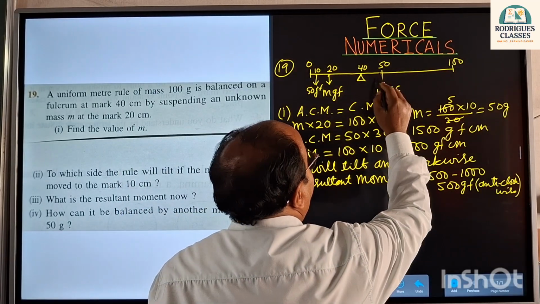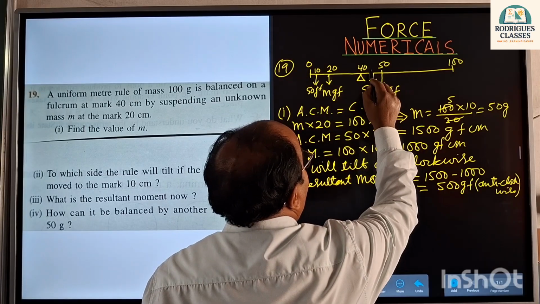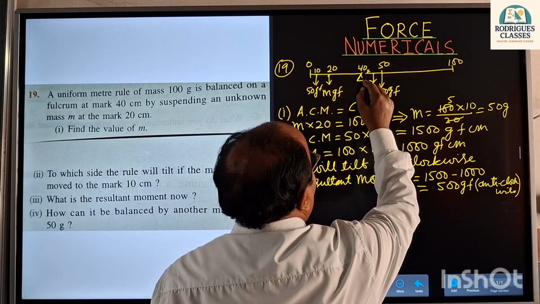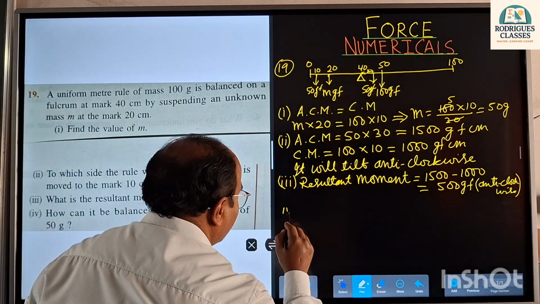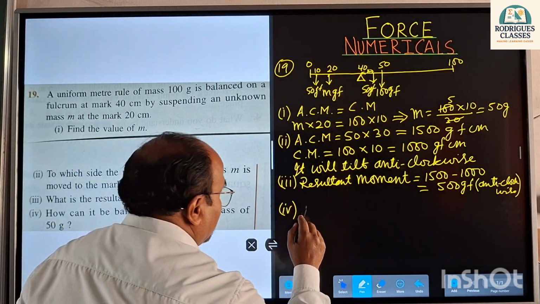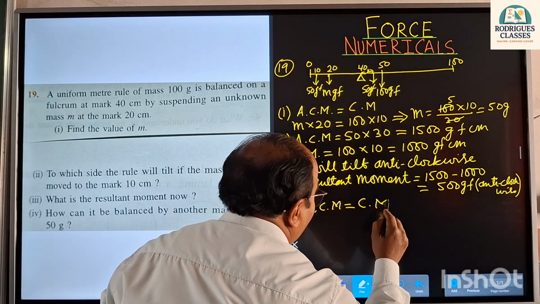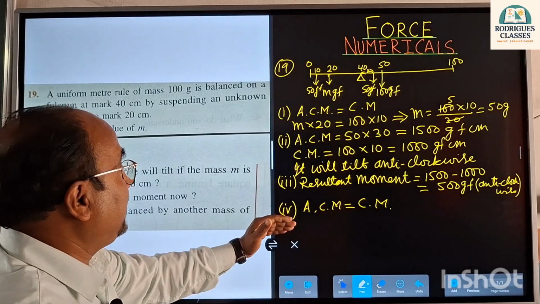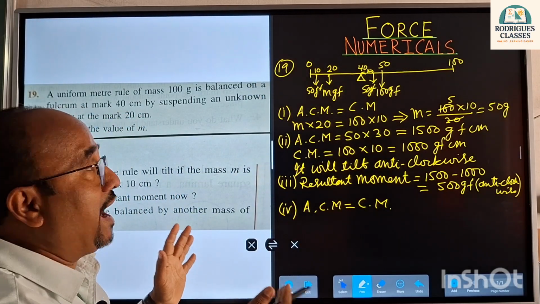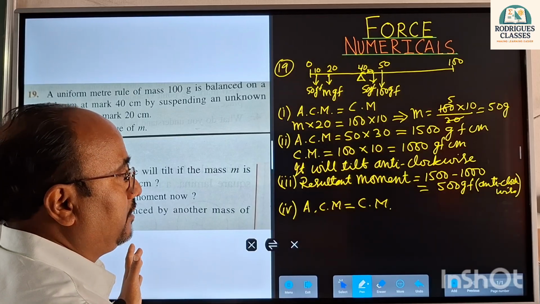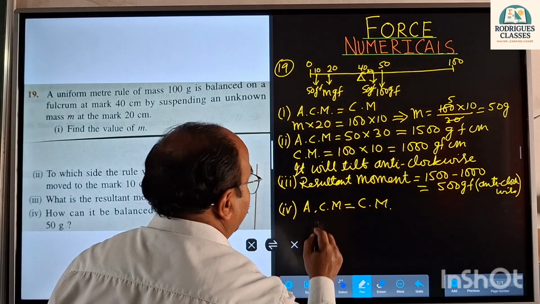So I am taking it here that 50 gf is from here. I will be taking this distance as X. Again, writing anti-clockwise moment will be equal to clockwise moment. In the anti-clockwise moment, this part will not be changing because we have not added the mass towards the left side, which is turning it anti-clockwise. So I will be writing here directly 1500.